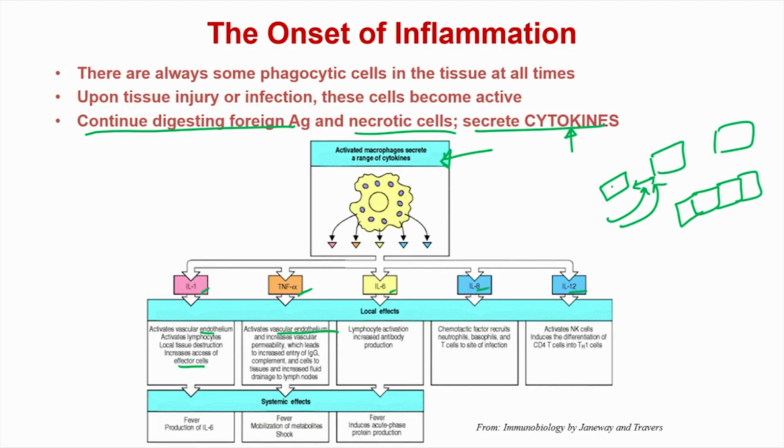Then we have IL-6, IL-8, IL-12. These are responsible for activating different immune cells, some of them NK cells, some of them causing antibody production, and TH, the T helper cells. They are all essentially accumulating at the site.